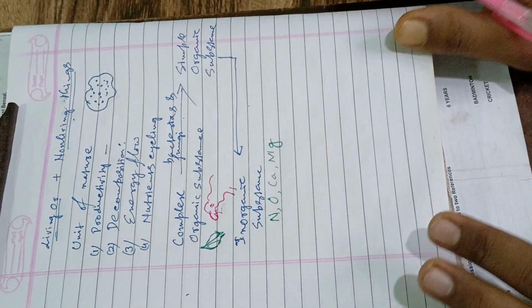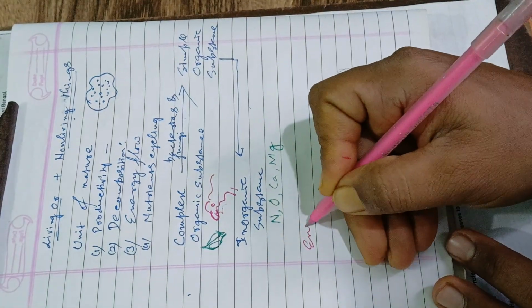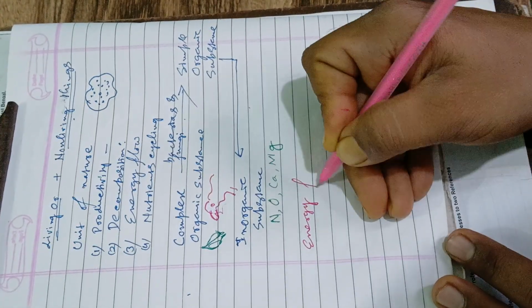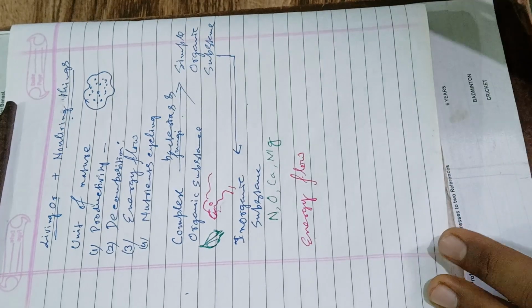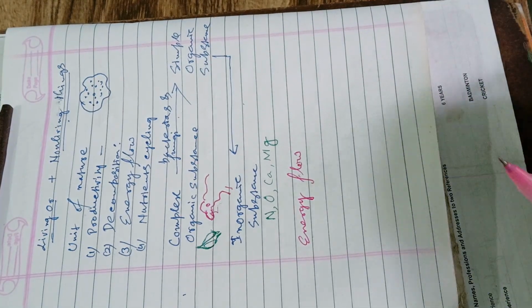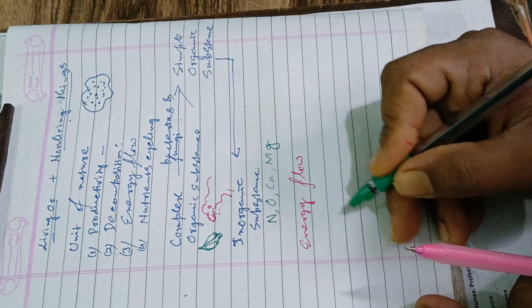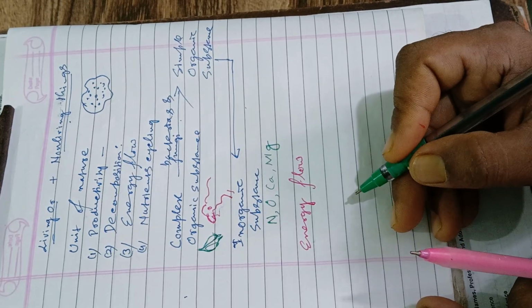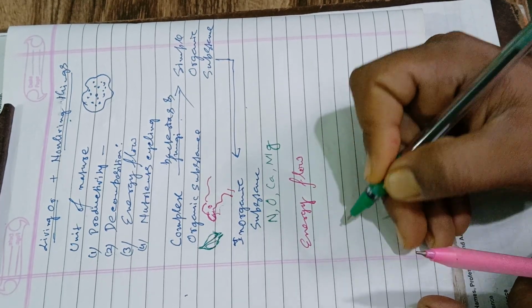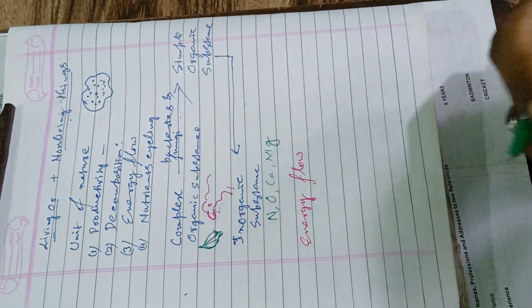Next, look student, next one is the energy flow. Okay, what is energy flow? Student, you look in an ecosystem. Suppose in an ecosystem there is the food chain. Suppose you go to the pond, then there is a pond ecosystem.